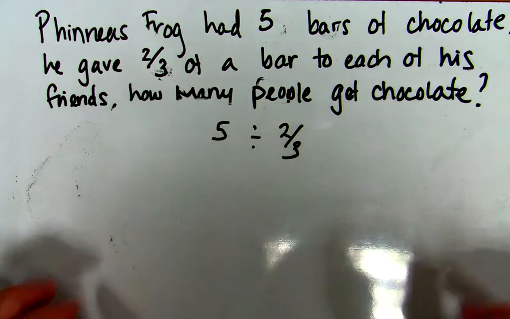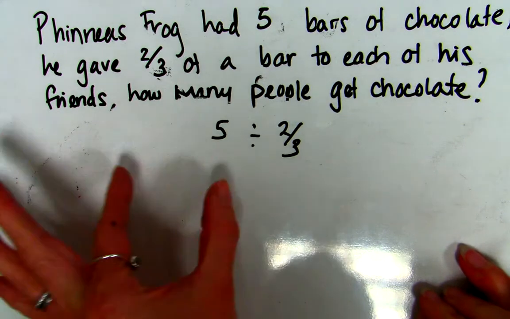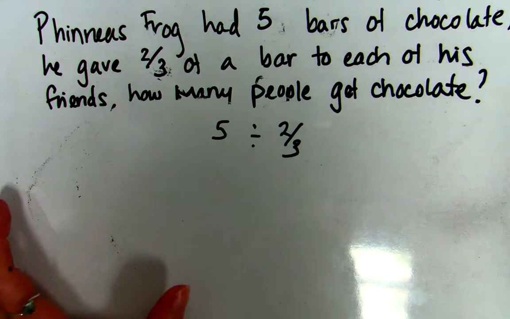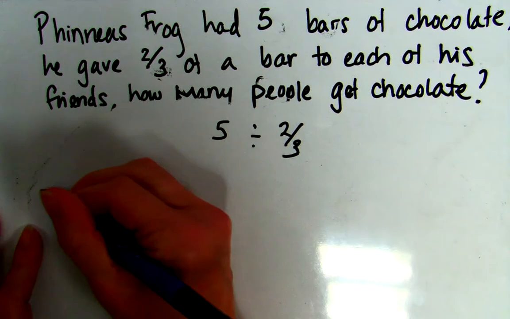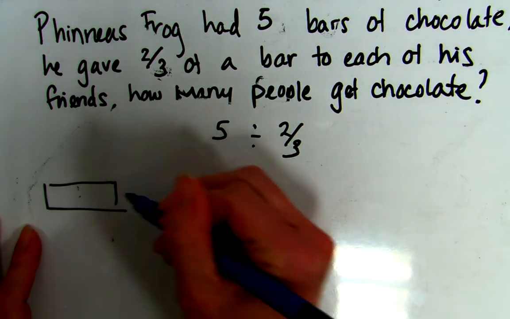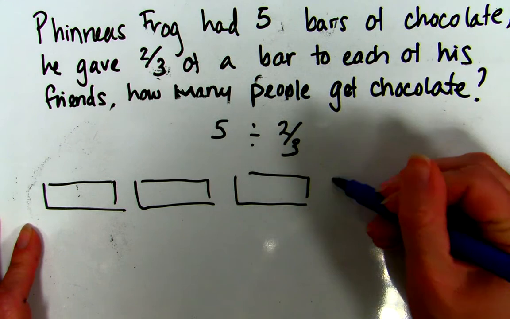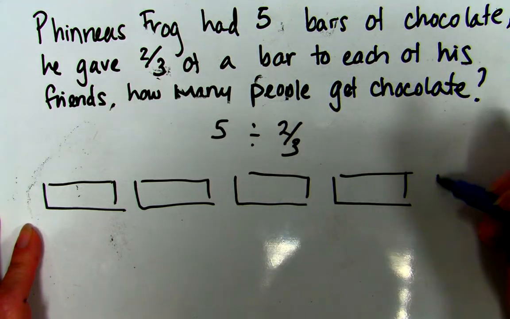Because you're going to have 5 whole bars. And you're going to be going by chunks of 2/3 of a bar, and you want to see how many times that's going to fit in. So let's draw our 5 bars. 1, 2, 3, 4, 5. Okay.